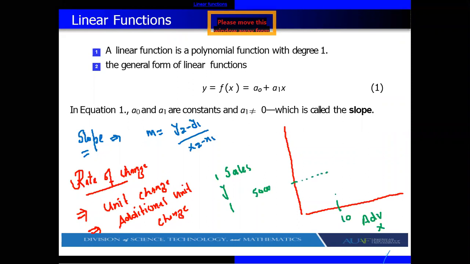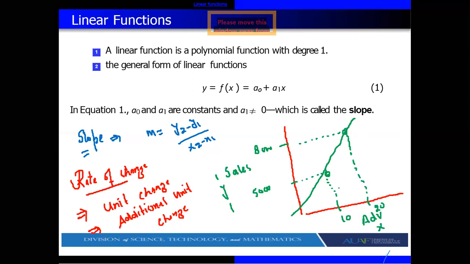So when you join these, one point. Let's suppose you spend more on advertisement. Next month you spend, let's suppose, $20 on advertisement. So sales will also increase because sales depend upon advertisement. Let's suppose next month sales reach 8,000. So that is another point. When you join these, this will give you a line, a linear function.